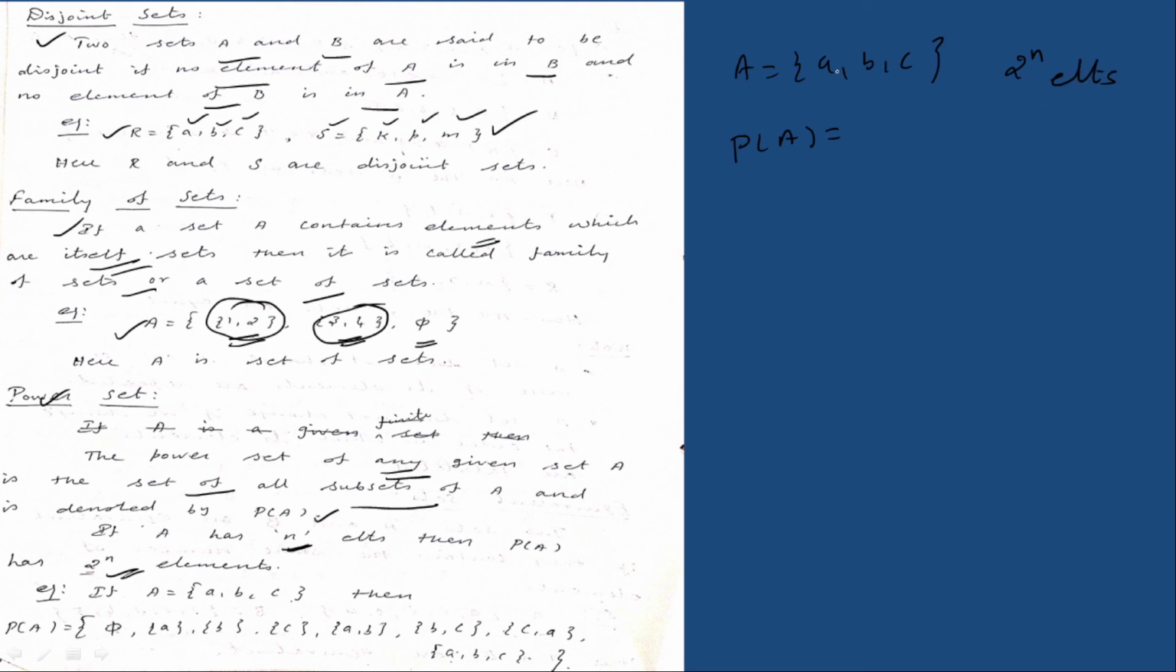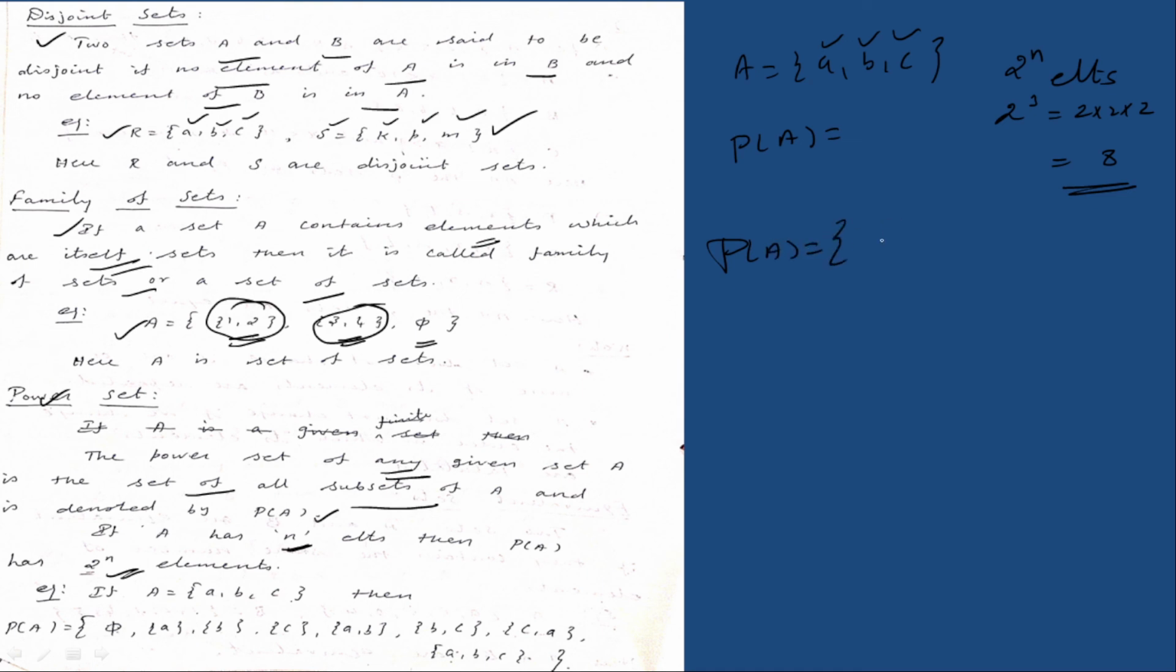So totally here n is 1, 2, 3. So 2 power 3 means you have to multiply 2 by itself 3 times. 2 2s are 4, 4 2s are 8. So totally we have 8 elements. So here P of A consists of 8 elements.